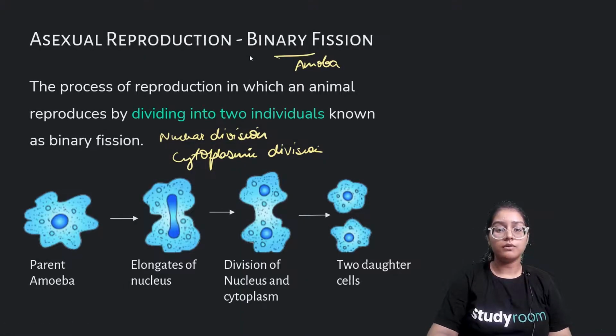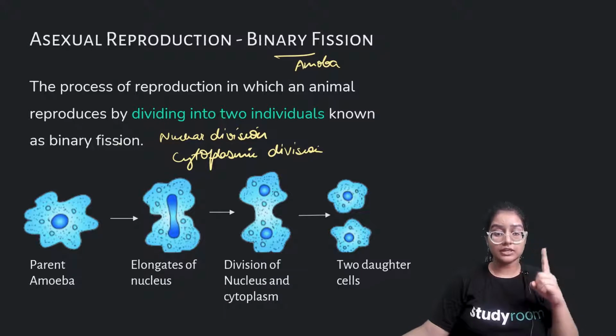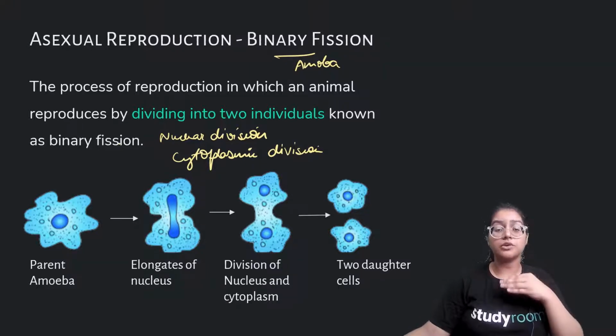Now we'll be discussing binary fission. The process of reproduction in which an animal reproduces by dividing into two individuals is known as binary fission. Here a single organism divides into two and produces two daughter cells. First nuclear division happens, then cytoplasmic division happens. I hope you remember the nucleus is the guiding light, or guiding torch, of the cell. Cytoplasm is where all the cell organelles are present.